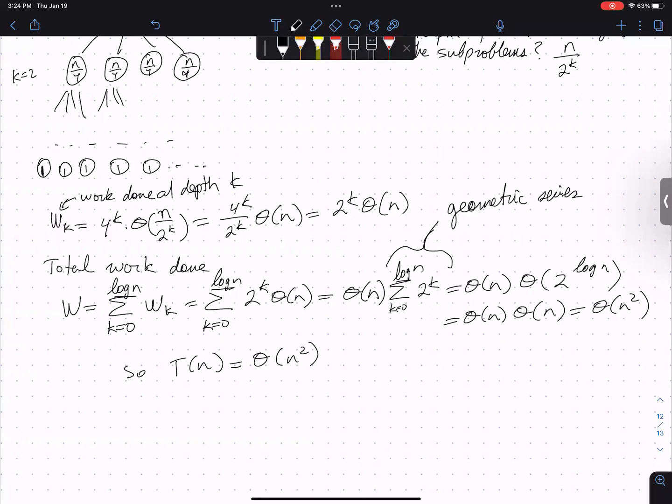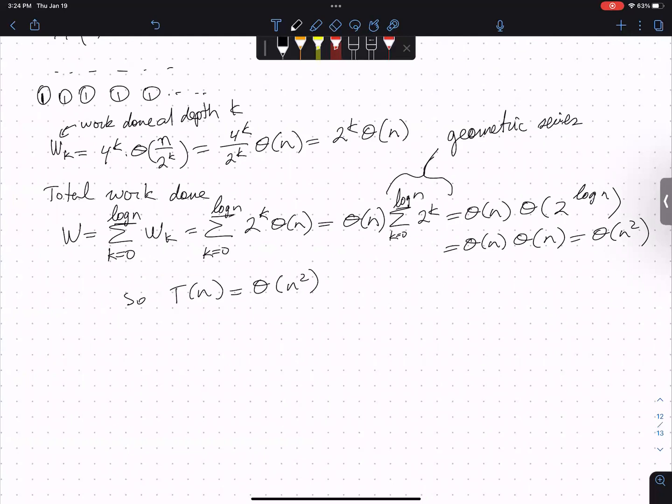Good news and bad news. What's the bad news? We're still at theta of n squared. What's the good news? We learned the recursion tree technique for proving a recursion relation. So next time you see it, it'll be a second example.